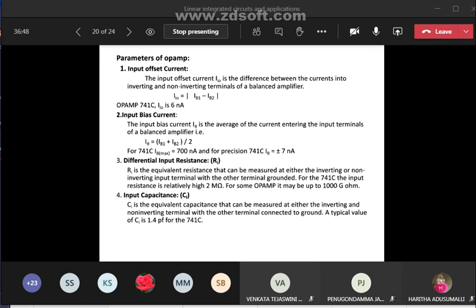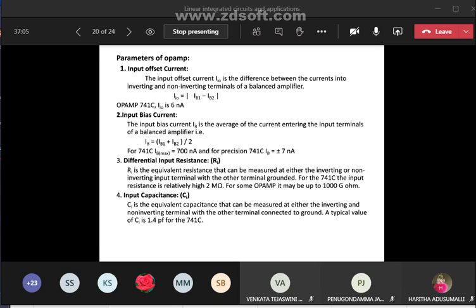For the 741, IB equal to 700 nanoamperes. But the input offset current is 6 nanoamperes and the input bias current is 700 nanoamperes, right?